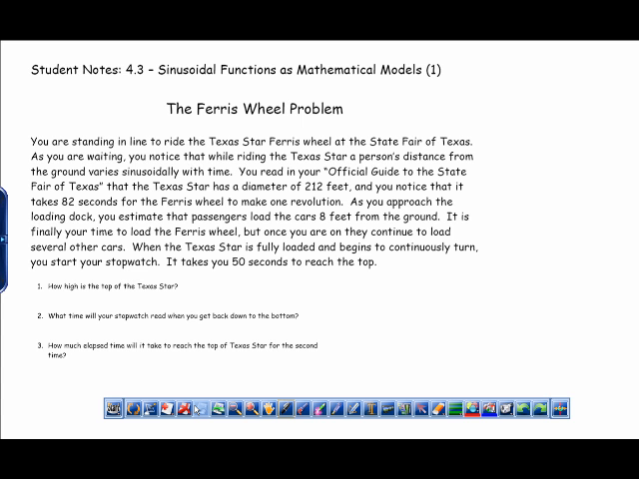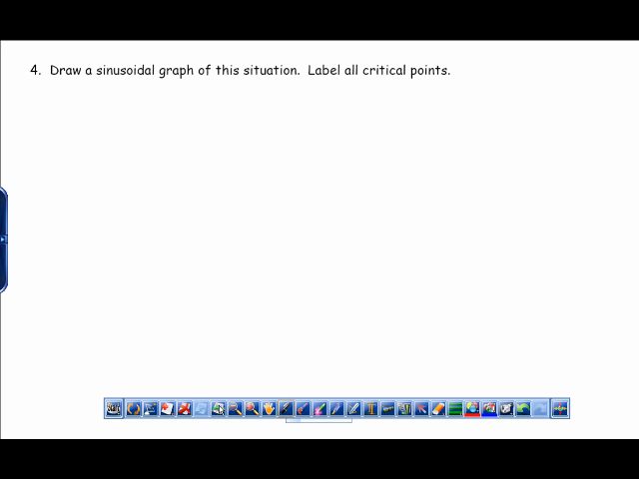Alright, video lesson 4.3, sinusoidal functions as mathematical models, and this denotes the first day of a few that we're going to be working on this. So if you've been thinking about where in the world would you use any of this trig stuff, I'm going to give you just a few examples. Let's just go ahead and start with a Ferris wheel problem. We're really close to the Texas State Fair, so it's kind of a good place to start.